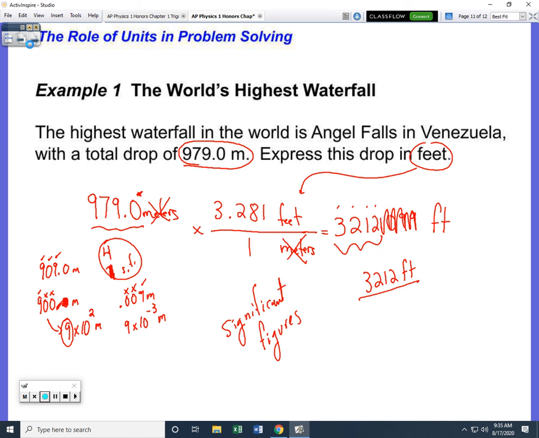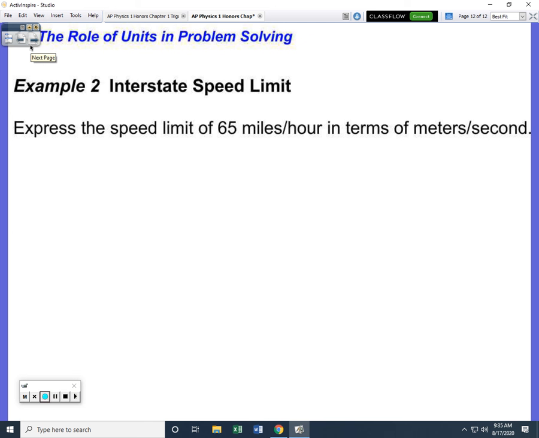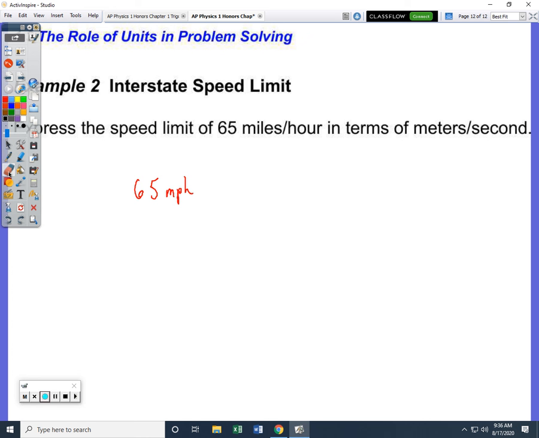Let's try another one. What if we're doing speeds? What if we're trying to convert some speeds here? So with speed, we have a couple of ideas. One, I would still write this as 65 miles per hour. What I want you to get in the habit of is don't do things like this. Don't write MPH. I don't like that because M to me is always going to be meters. So I don't want you to write that.